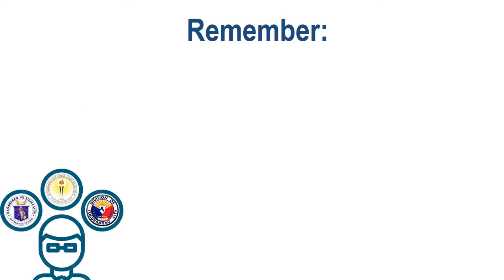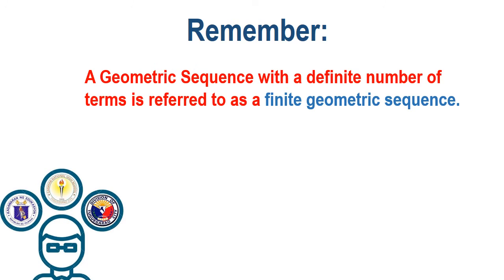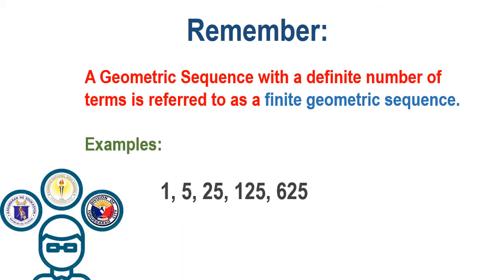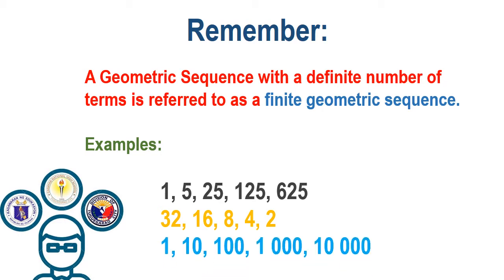I would like you also to remember, class, that a geometric sequence with a definite number of terms is referred to as a finite geometric sequence. Examples of finite geometric sequences are the following: 1, 5, 25, 125, and 625. We also have 32, 16, 8, 4, 2. Or another example is 1, 10, 100, 1,000, and 10,000.